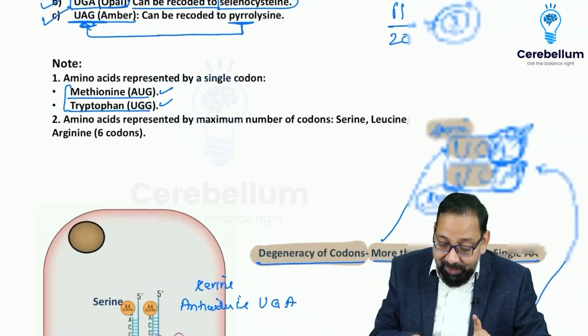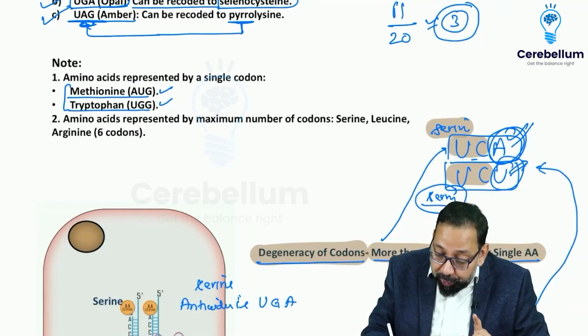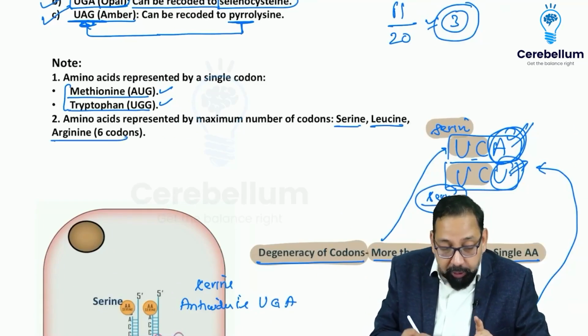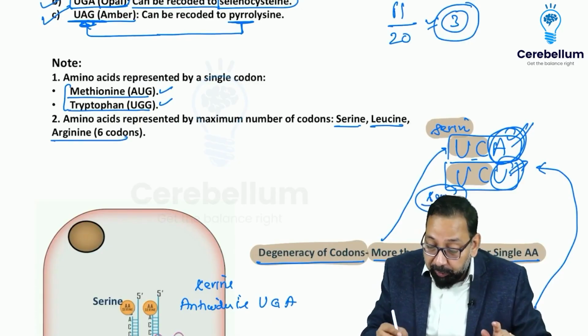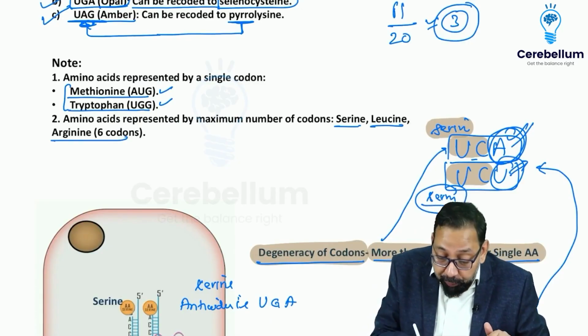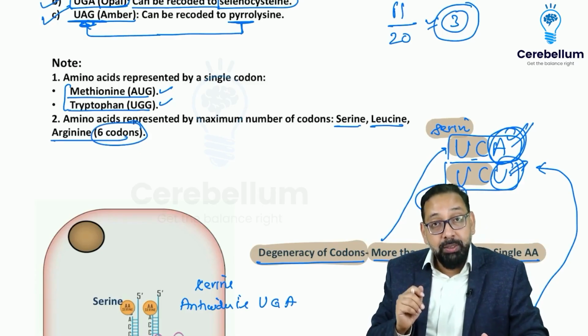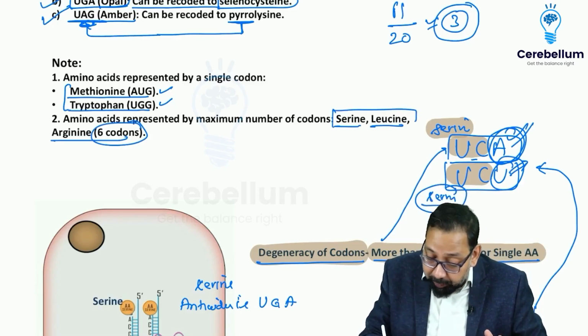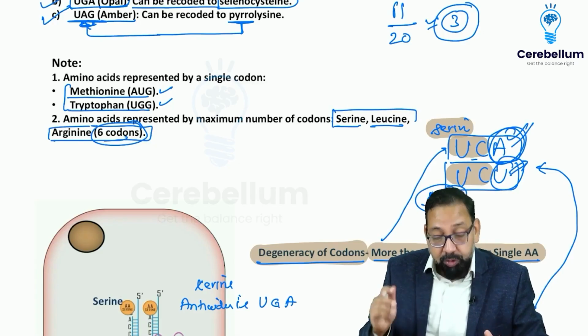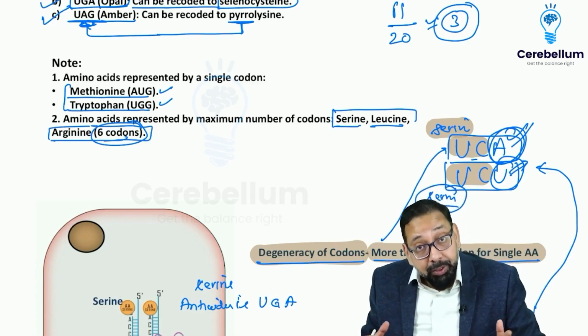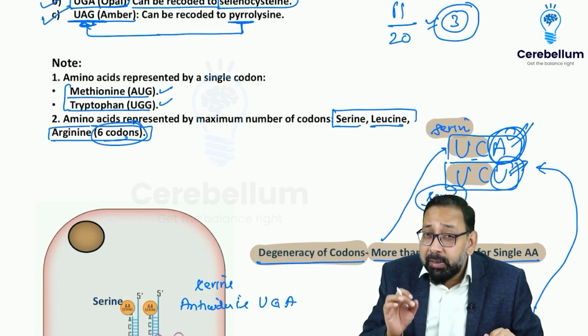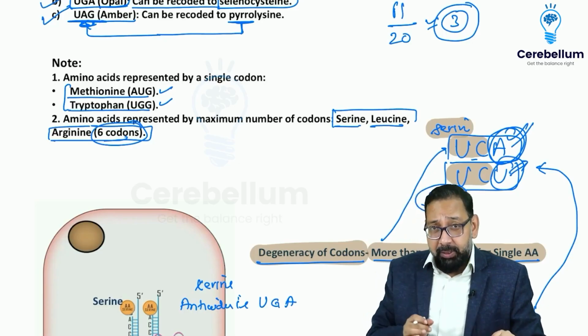Out of all the other amino acids, serine, leucine, and arginine have more than one codon. They have six codons each. Yes, serine, leucine, arginine have six codons, which means they show degeneracy. There is a concept of the Wobble hypothesis.